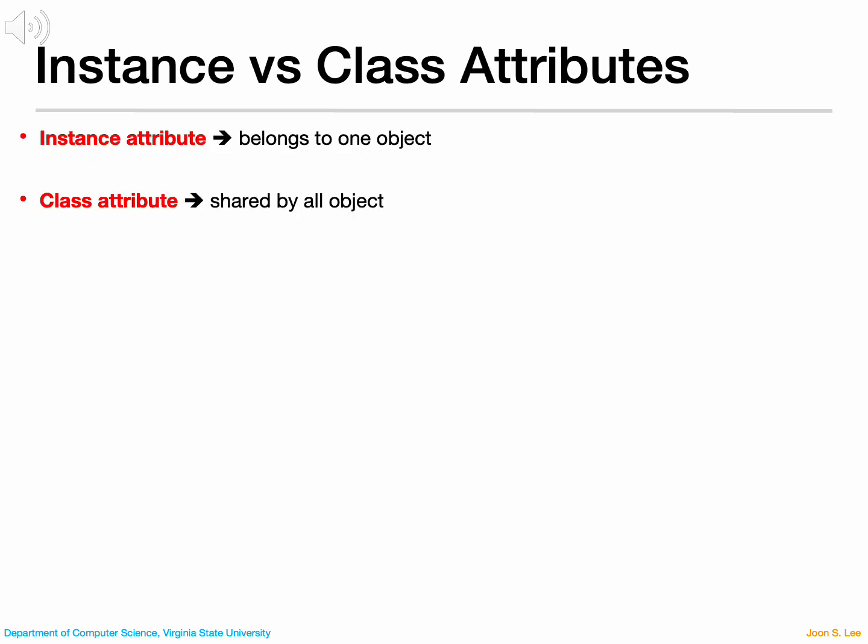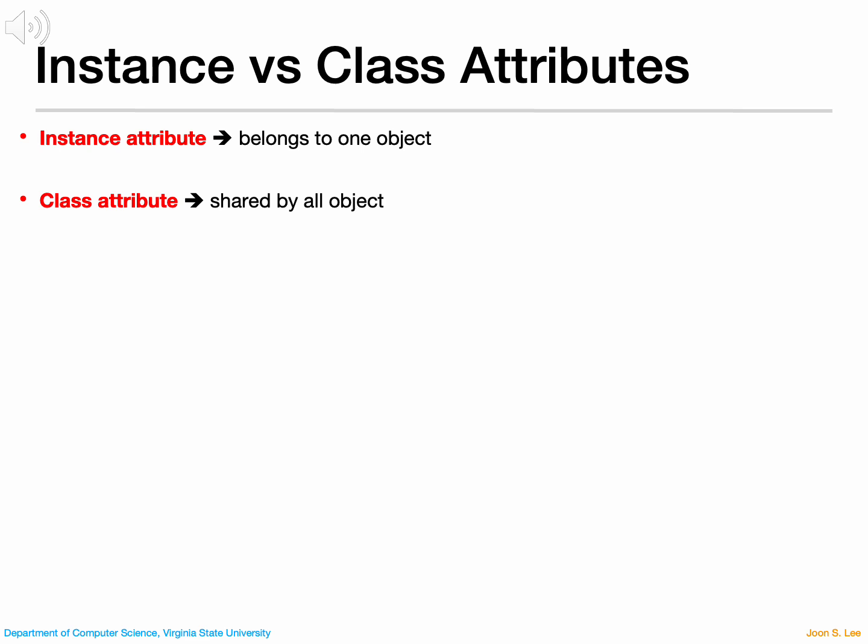Now let's talk about an important distinction in object-oriented programming: instance attributes versus class attributes. First, an instance attribute belongs to one specific object. When we create an instance attribute using self.variableName, that variable is stored inside that particular object. If we have two objects, each object gets its own copy of the instance attribute, and changing one does not affect the other. Second, a class attribute belongs to the class itself, not to any single object. That means a class attribute is shared by all objects created from that class. Every object can access it, and if it changes, the change is visible to all objects.